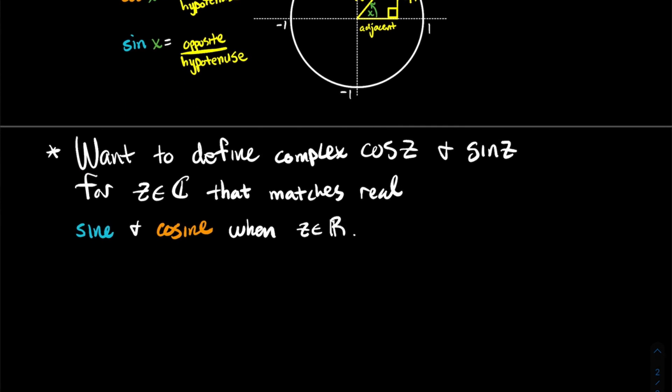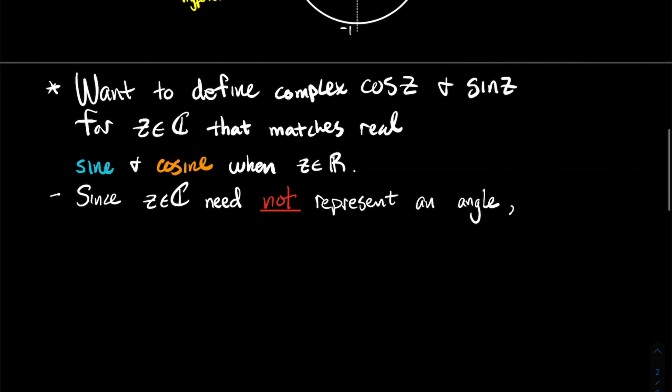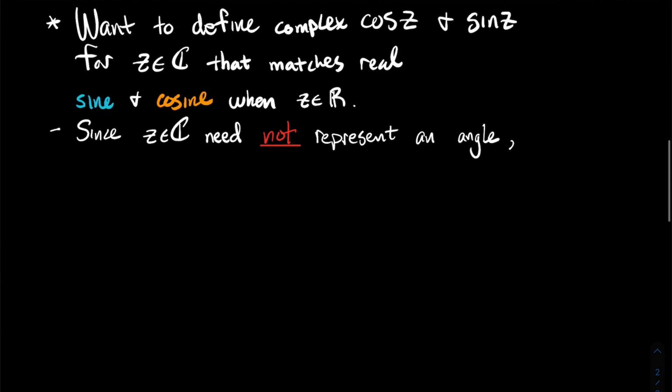where z is a complex number. But I want to make sure that this definition of complex sine and cosine matches real sine and real cosine whenever you plug in a real number. Now, a complex number z doesn't necessarily represent an angle, right? z is probably not some angle in radians. Like what would 1 plus i be? I can't make sense of that in radians like I can with x.